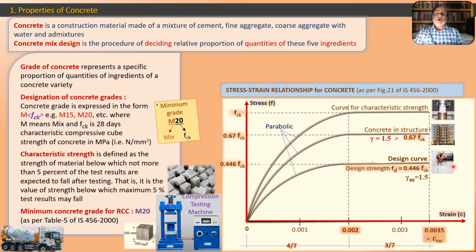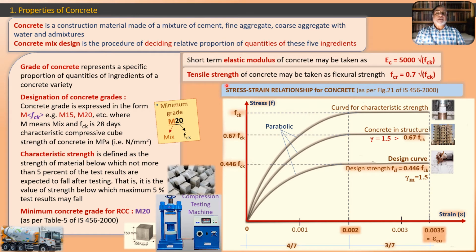So here IS code comes to our help, and IS code says that you can take the short-term elastic modulus of concrete as Ec. E is Young's modulus of elasticity, capital E, C for concrete, as 5000 root fck. Instead of going into drawing tangents and all that, IS code has simplified it by giving us a formula: Ec equal to 5000 root fck.